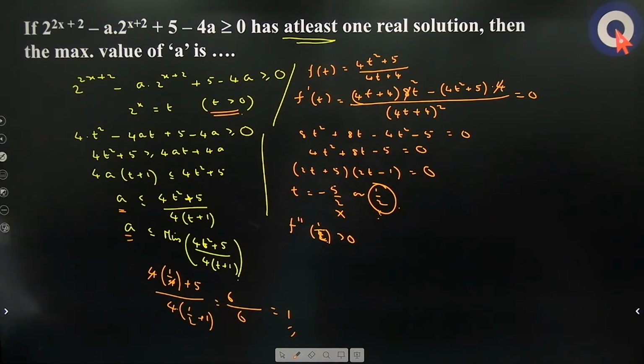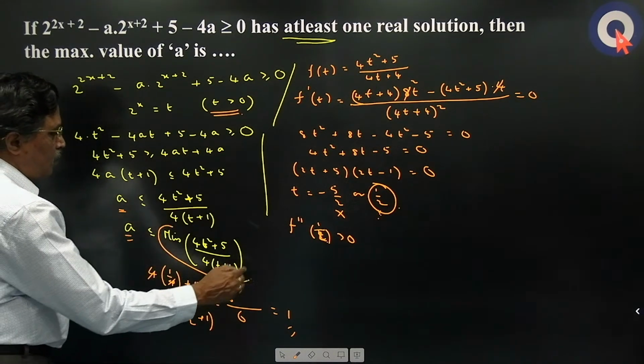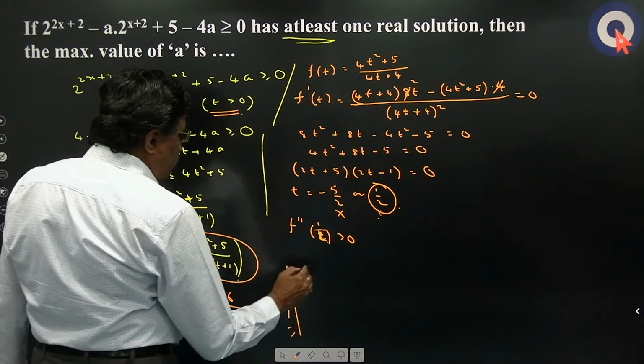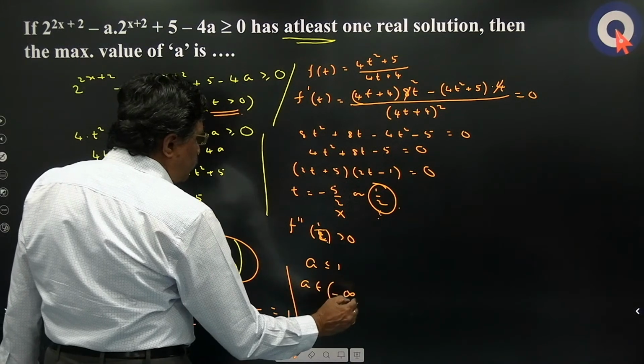So what you got is A is less than or equal to the minimum of this, which is 1. So A is less than or equal to 1. So that means A belongs to (−∞, 1].